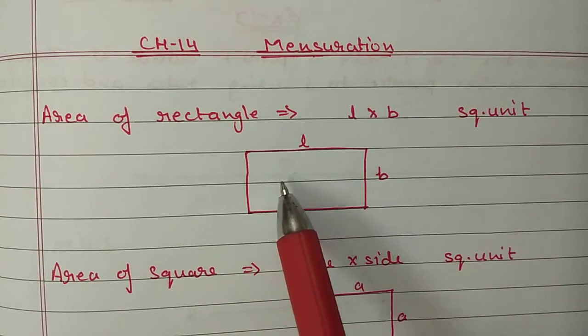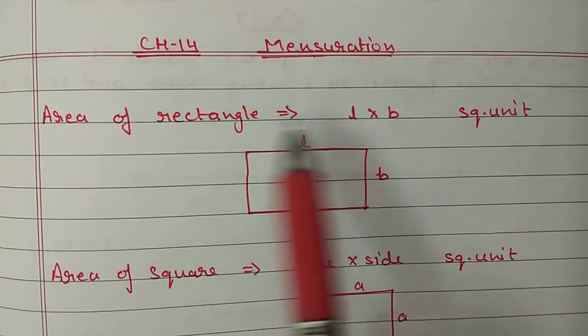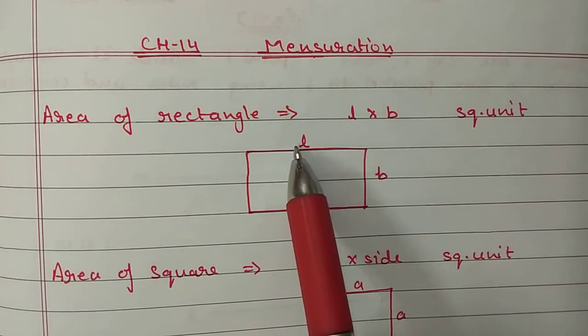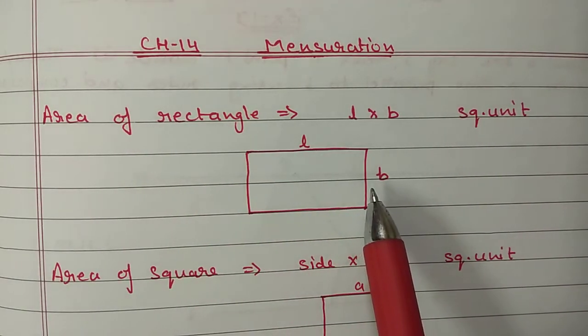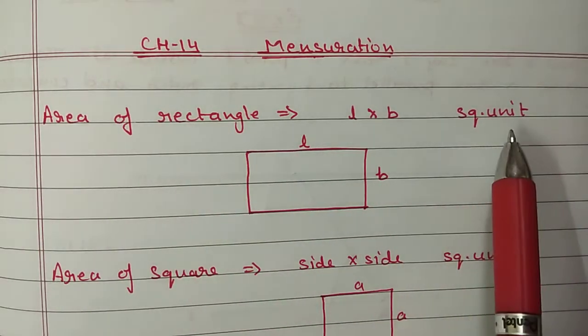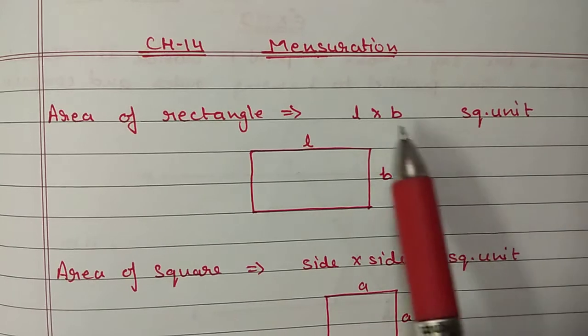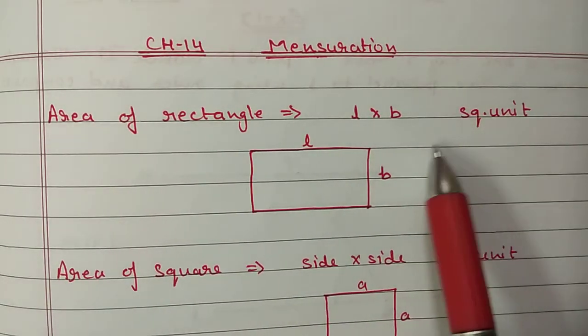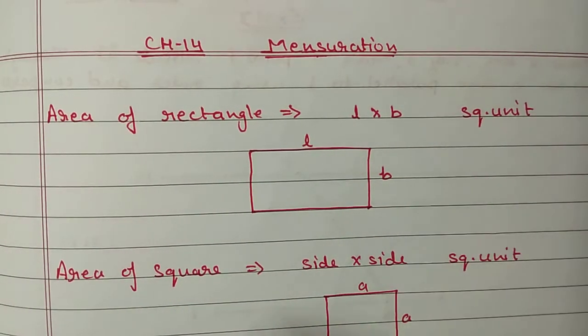We will call it a rectangle. The area of a rectangle formula is length into breadth. One side to another side you have to multiply, and the unit of area will always be square unit. If it is given in centimeter, then centimeter square. If it is given in meter, then meter square.